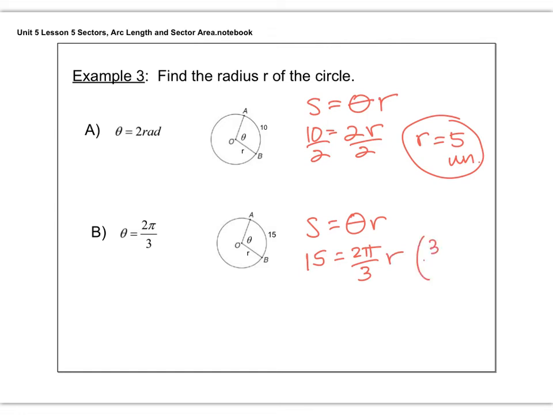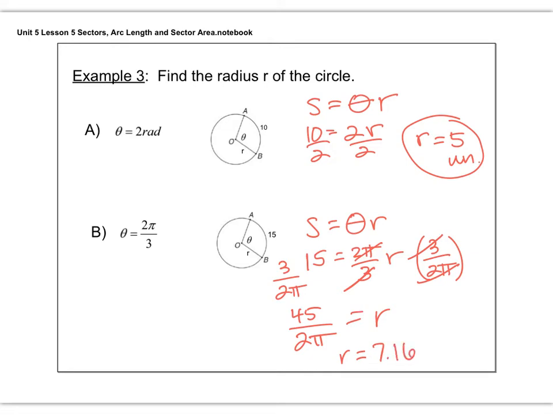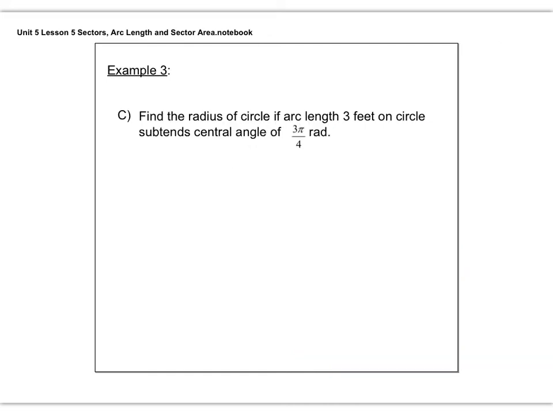15 equals 2/3 pi times r. Multiply by 3 over 2 pi on both sides. Here we're going to cancel. We'll be left with r. And on this side we're going to have 45 divided by 2 pi, which you can type into your calculator. And the radius is approximately 7.162 units.